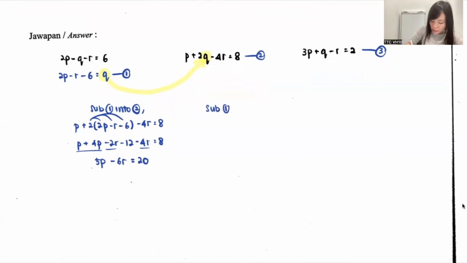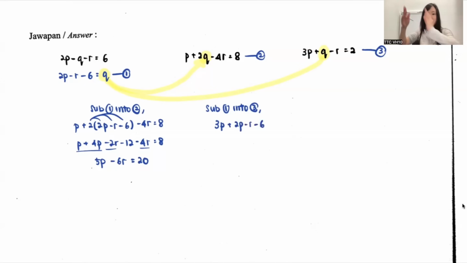So sub the simple one into the complicated one. Because in this case, whenever you sub, you can make 2 unknowns. From 3 unknowns, you will reduce it to 2 unknowns. So now, let's try to sub. 3P plus, the Q is 2P minus R minus 6. So I sub the whole thing inside here. Minus R equivalent to 2. 3P plus 2P, 5P. Negative R minus R, negative 2R. Minus 6, move it over, plus 6. Isn't it 8?